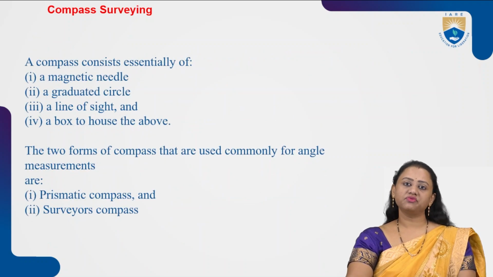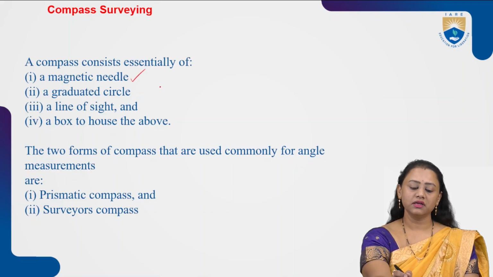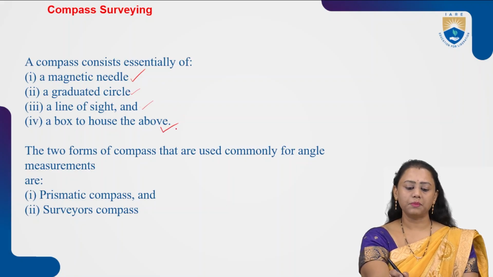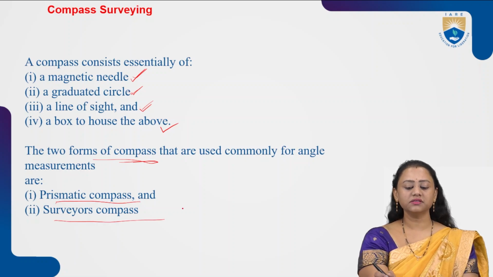So coming to the parts of a compass, it consists essentially of a magnetic needle, a graduated circle, a straight line of sight, and a box to house the above. So all these parts of the compass are housed or fitted inside a box. So we have a magnetic needle, a graduated circle, and the line of sight. There are two forms of compass, and they are called the prismatic compass and the surveyor's compass.